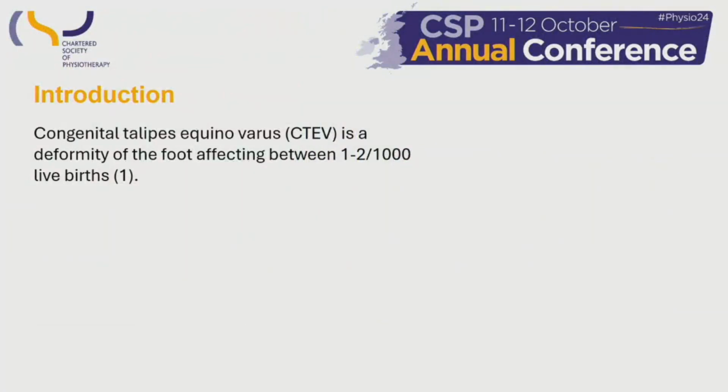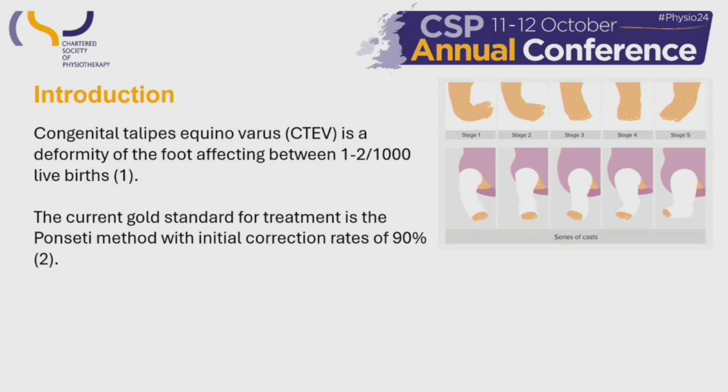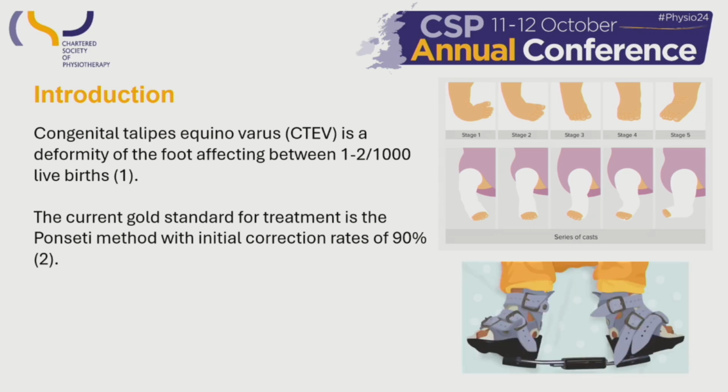So congenital talipes equinovarus is a deformity of the foot, and it affects about 1 to 2 per 1,000 live births. The current gold standard is the Ponseti method, and this involves a series of serial castings that are changed every week, between 6 and 8 casts. They then require a small procedure called an Achilles tenotomy in most cases, and a further 3 weeks in cast. They then need to go into a foot abduction brace, for 23 hours a day for the first 3 months, and then night-time and nap times until the age of 5. So as you can see, it's a really intense treatment process.